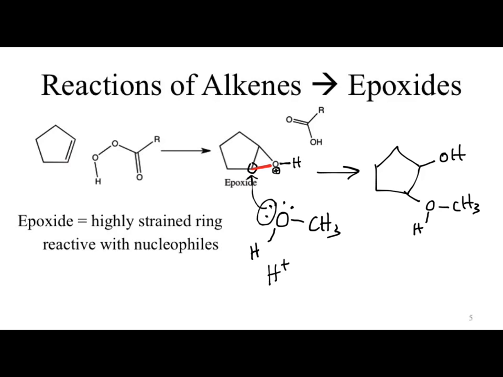This would be our first product. Is this structure stable? What's going to happen? In fact, I'm not even going to draw that. The oxygen will take the electrons back from the hydrogen, and we end up with our final product, an upside down U.